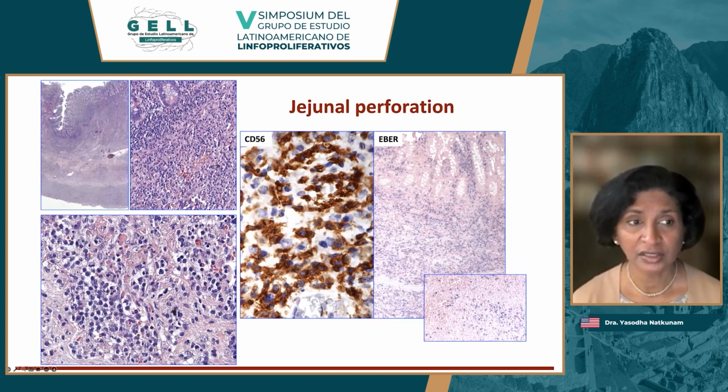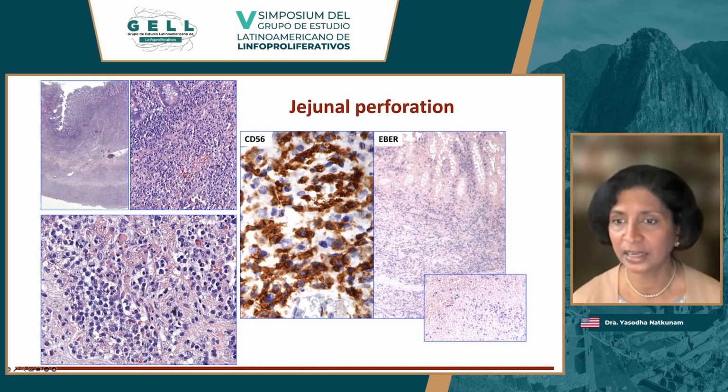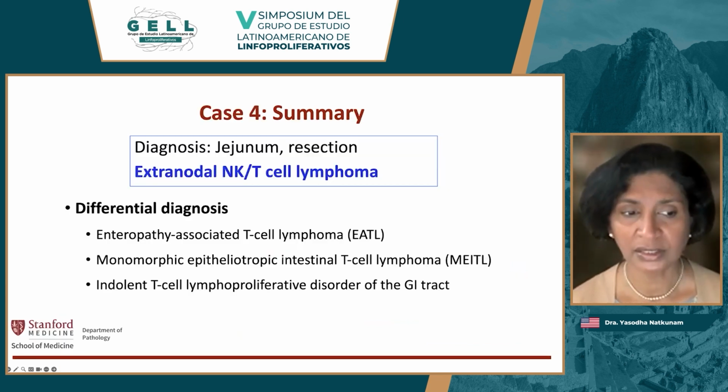Again, a very atypical proliferation. It's transmural here and full thickness, and then shows somewhat of a mixed infiltrate, which was very nicely CD56 and EBER positive. As you can see, the EBER is not very well stained, but there is enough positivity to make this diagnosis.